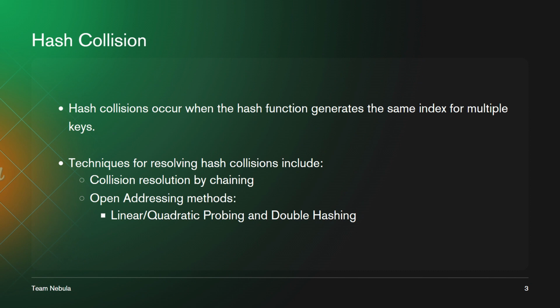Hash collision. When the hash function generates the same index for multiple keys, there will be a conflict about what value to be stored in that index. This is called a hash collision. We can resolve the hash collision using one of the following techniques: collision resolution by chaining, open addressing by linear or quadratic probing, and double hashing.